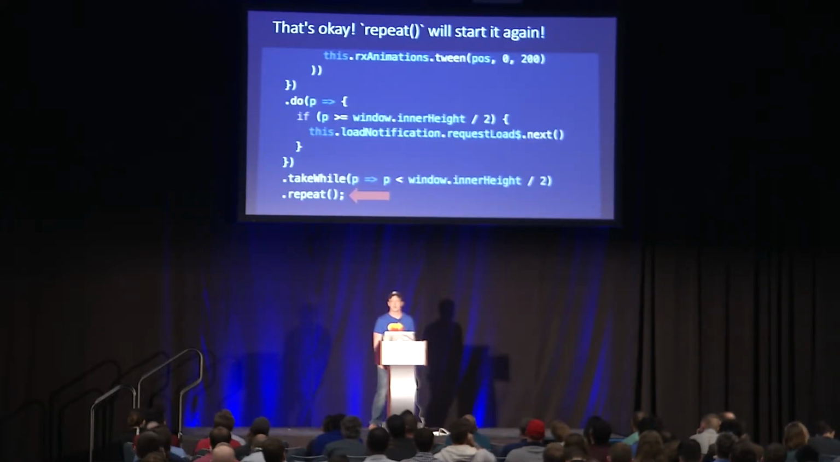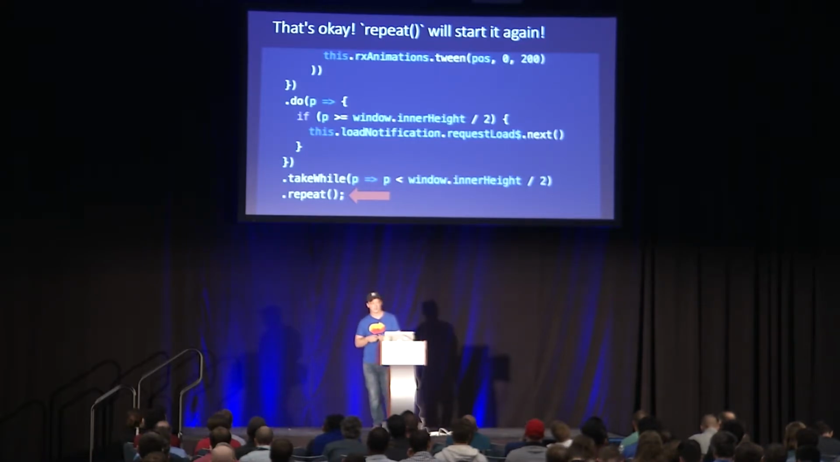We have an operator called repeat. What repeat does is it says, hey, any observable that I'm operating on, when it completes, subscribe to it again and keep sending the values down. So it just kind of concatenates an observable onto the end of itself infinitely. So now our take while problem is gone.